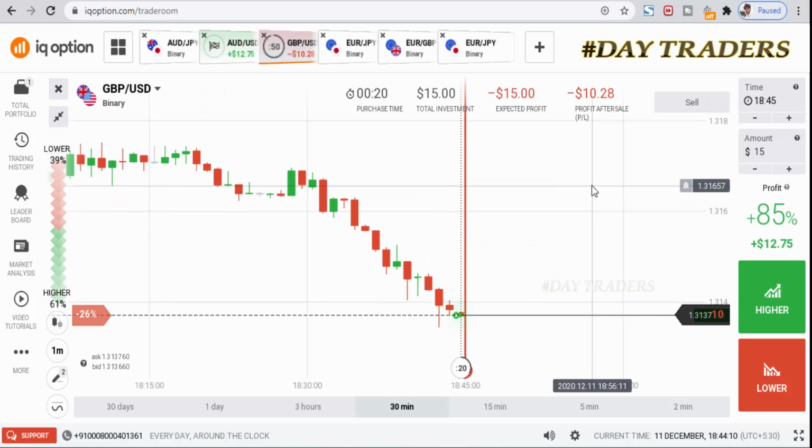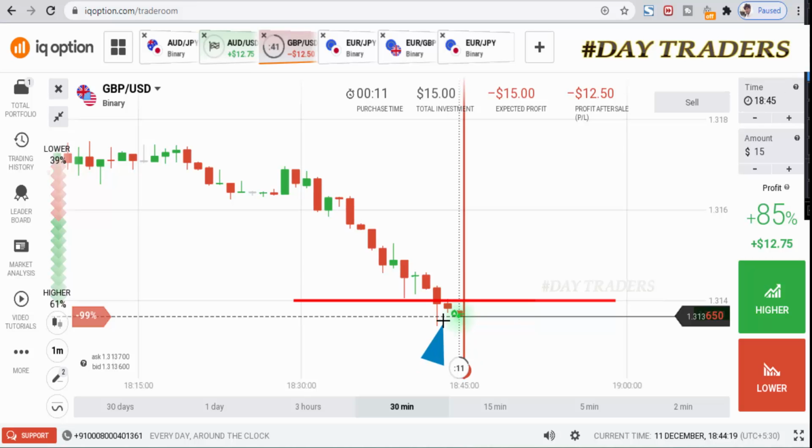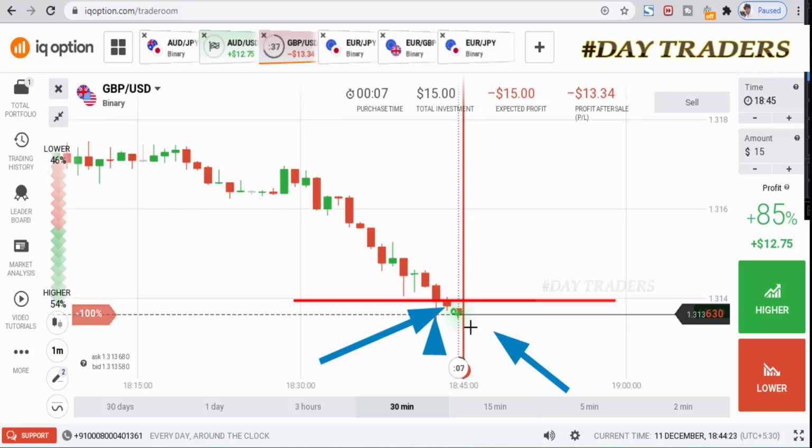So I'm expecting a retracement candle. That's the reason I place a higher option. Break out of the round number, after this is a buyer rejection. This is a very weak candle. So that's the reason I place a higher option.